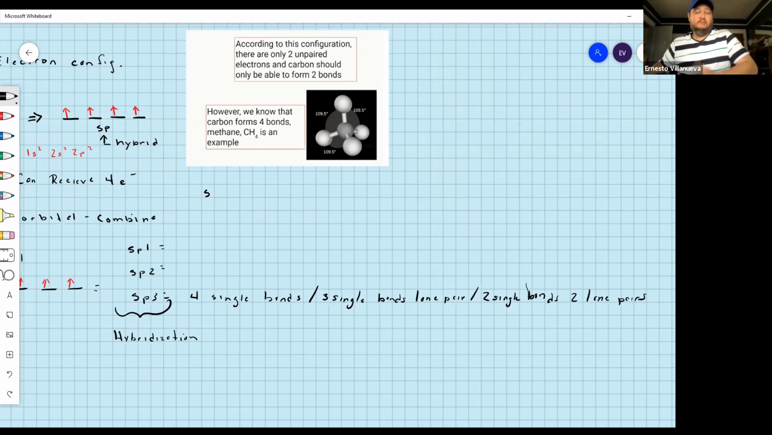sp2 is going to be, you guessed it, two single bonds and one double bond. Or one double bond and two lone pairs. Or one double bond, one single bond, and one lone pair.